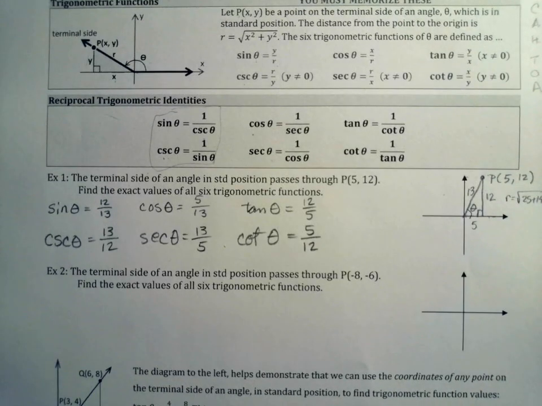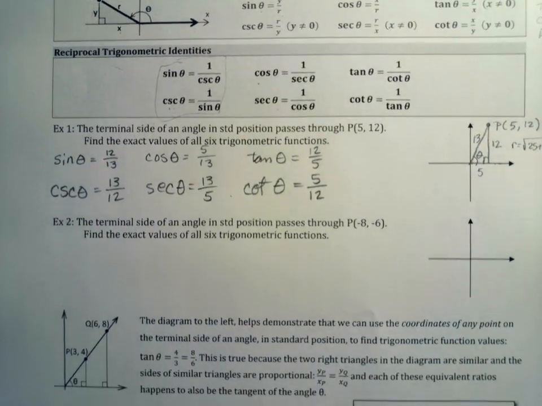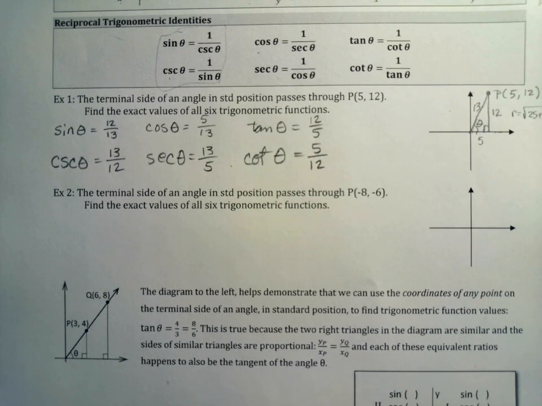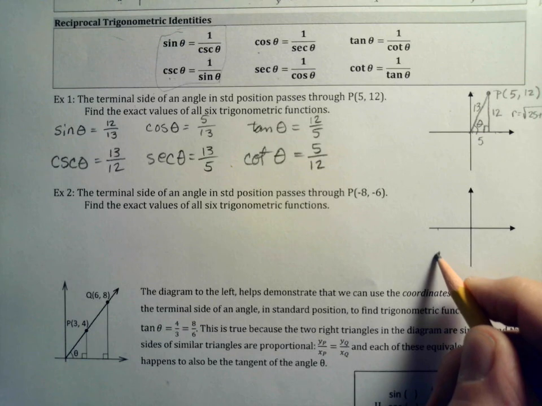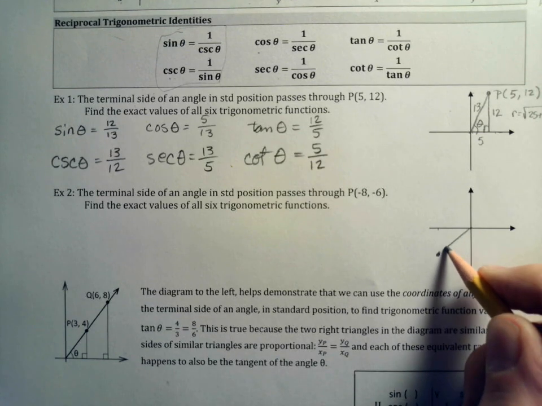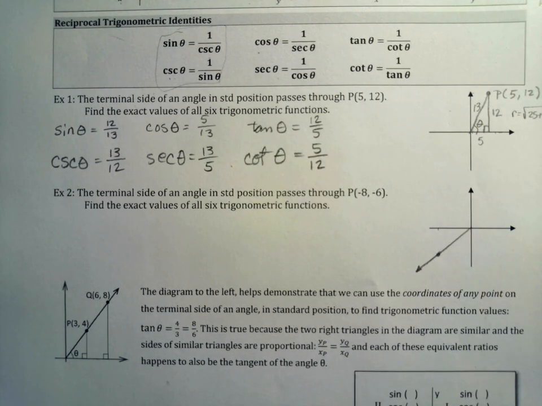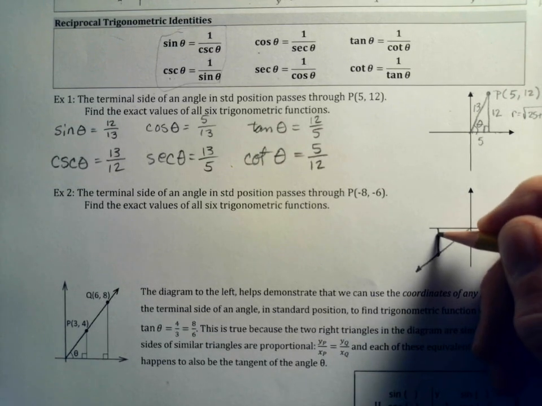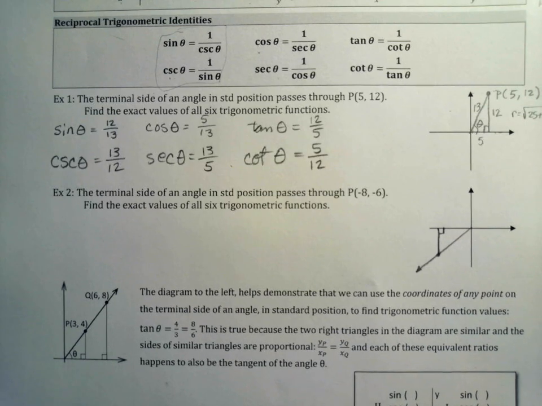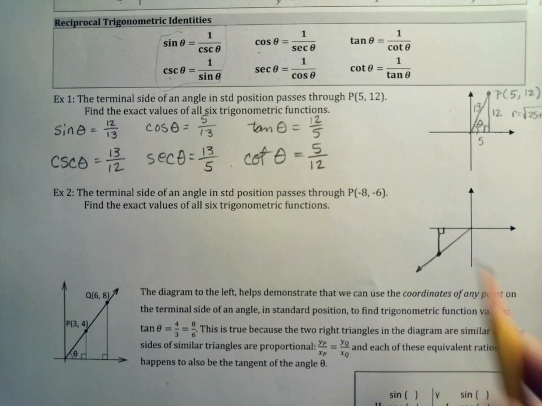All right, next one. The terminal side of an angle in standard position passes through the point -8, -6. We can think about it going through that point. But again, we want to draw a right triangle. Always draw it from that point to the x-axis. And I draw in my right angle just to help me visualize where that is. Okay, and there's our point.